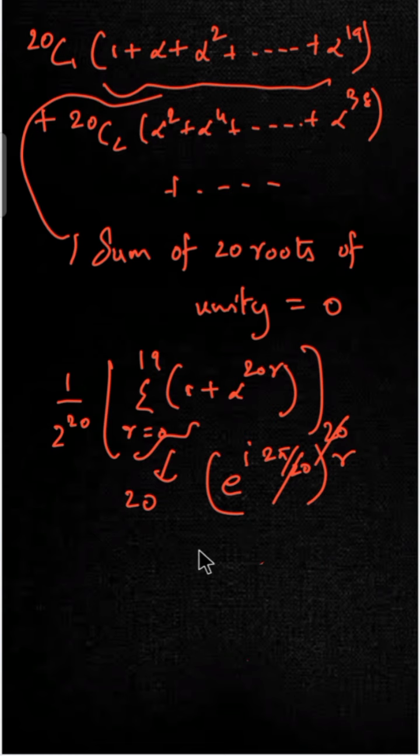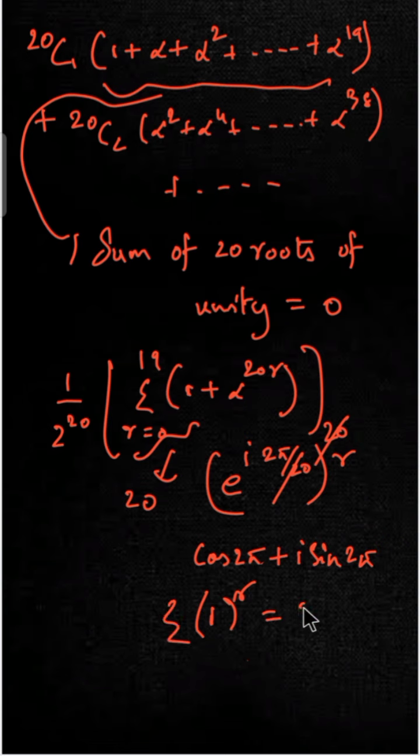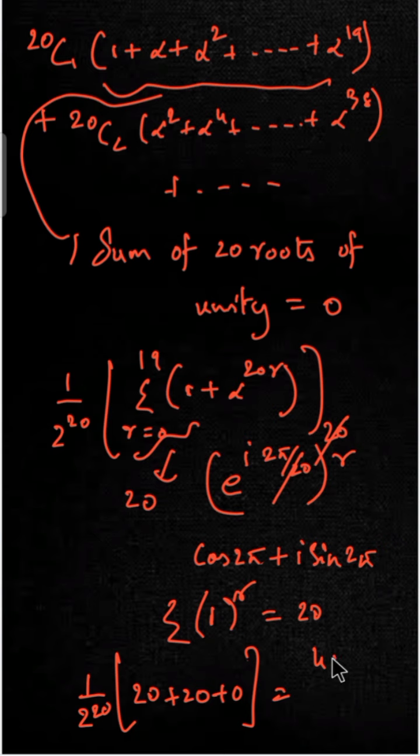So e power i 2 pi is nothing but cos 2 pi plus i sin 2 pi, isn't it? So cos 2 pi, you can check that value is nothing but 1. So 1, and here whole power r. Starting from r = 0 to 19, again 1 power this sigma gives the value 20. So 1 by 2 power 20 into 20 plus 20, and the other bracket sum is 0. So totally it's 40 by 2 power 20. So this is the value.